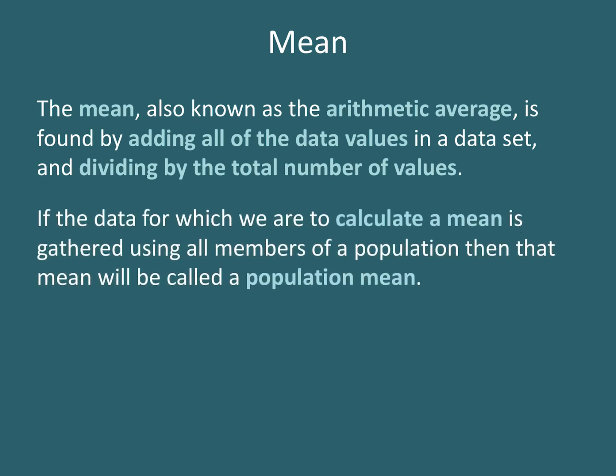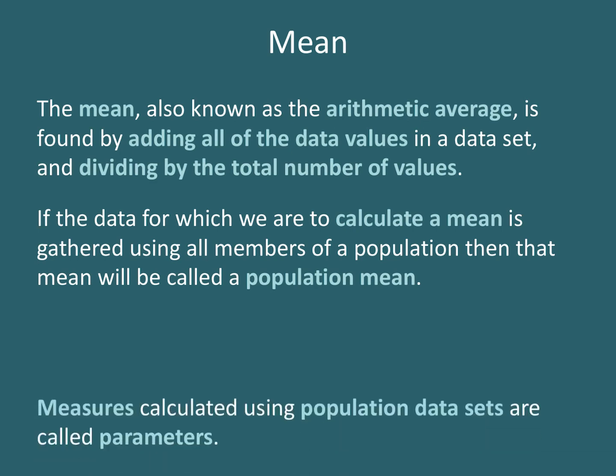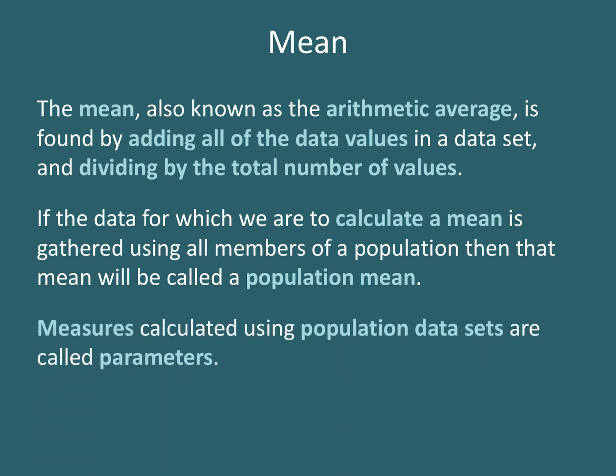If the data for which we are to calculate a mean is gathered using all members of a population, then that mean would be called a population mean. Measures calculated using population data sets are called parameters.